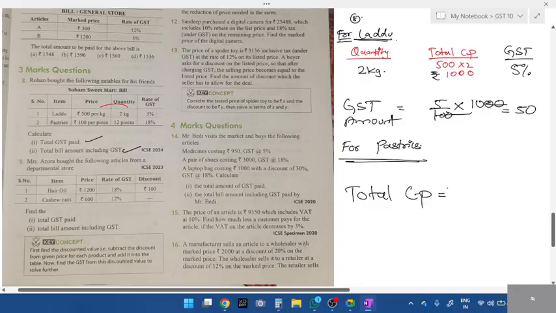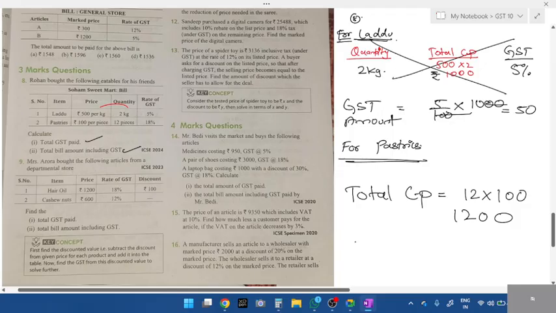Tell me, for pastry students, what is the total cost price? 12 into 100 or 100 into 12? What's the answer? 1000? 100. See, you can write. I've given you both the ways. You can write like the first one I did, or you don't have to write all these things. Just calculate total cost price. Even for laddu, do the same thing. Just write total cost price.